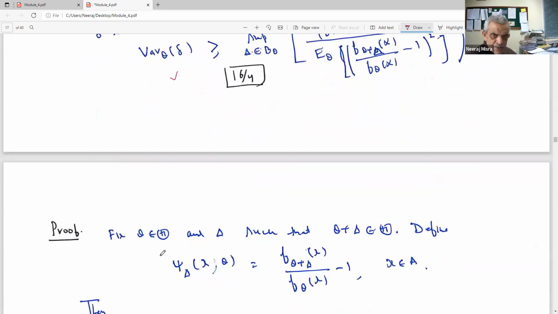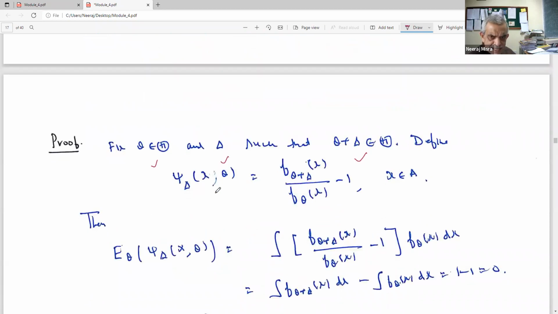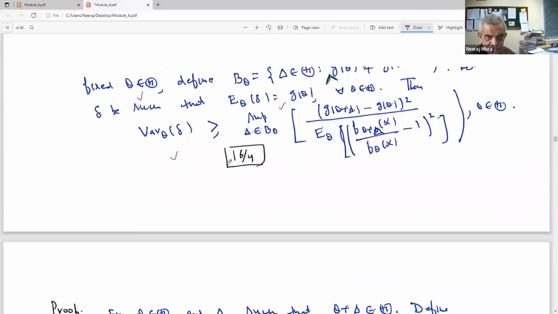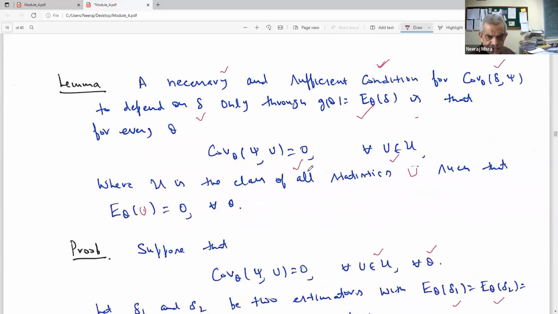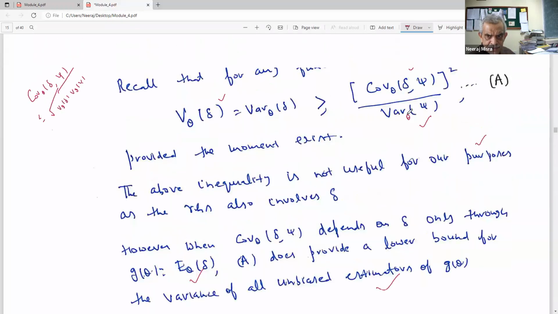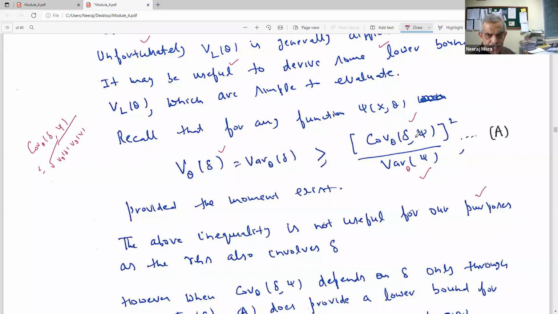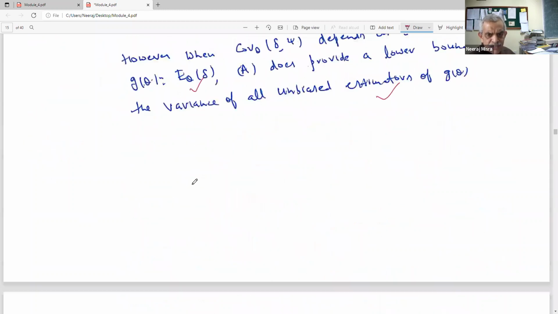So I fix theta belonging to Theta, and delta such that theta plus delta belongs to Theta. I define psi_delta(x, theta) to be f_(theta plus delta)(x) upon f_theta(x) minus 1, because I'm trying to choose this psi so that the covariance of this with any unbiased estimator of 0 is 0. And then I can take the covariance of this with delta, and that will give me an inequality. The idea is very simple. So I have been able to identify one function psi, which is like this, and I'll show that the covariance of this psi with any unbiased estimator u of zero is zero. So that means it satisfies the condition of the last lemma. And if it satisfies the condition of the last lemma, then this right-hand side covariance does not depend on delta as long as the expected value of delta is the same. So I can use this inequality to get a bound. And that is exactly what I'm going to do now.